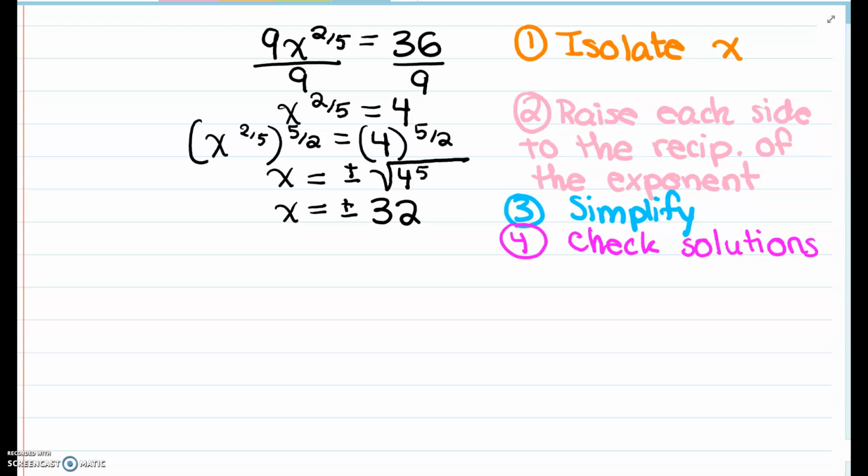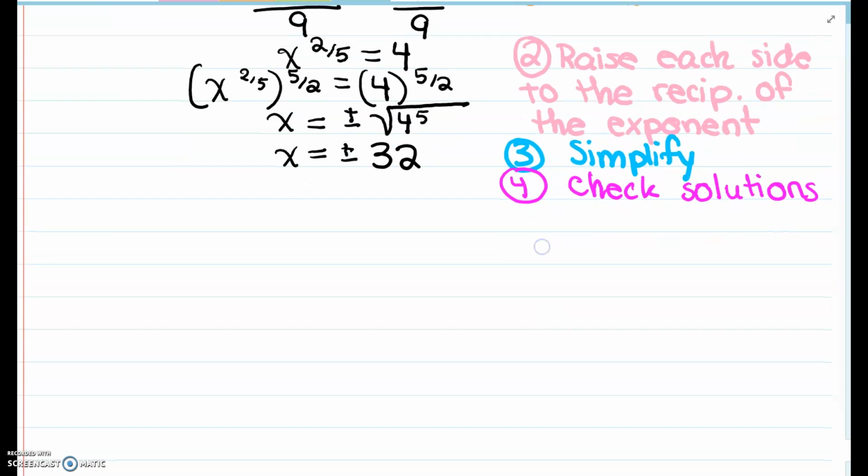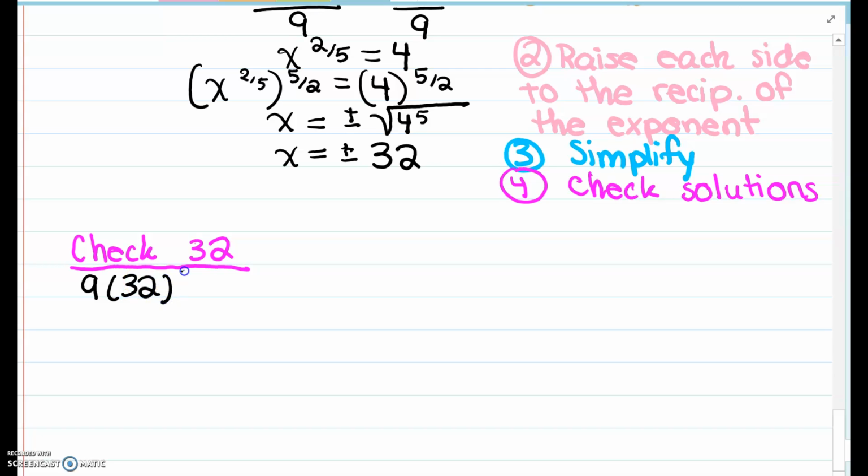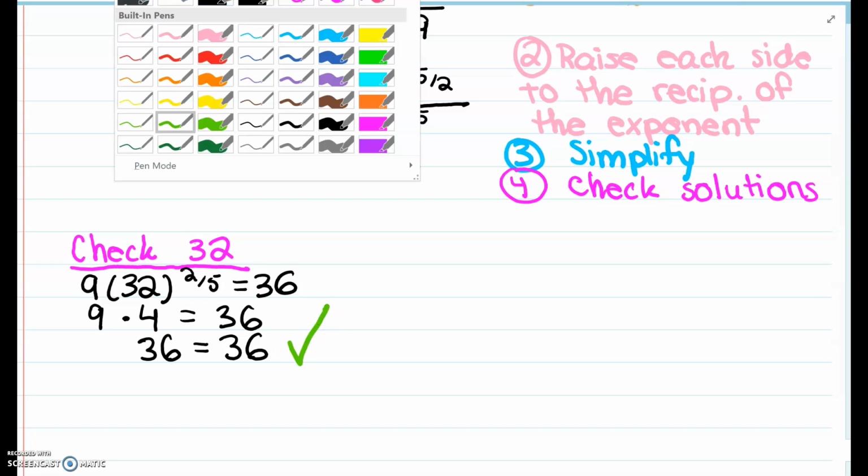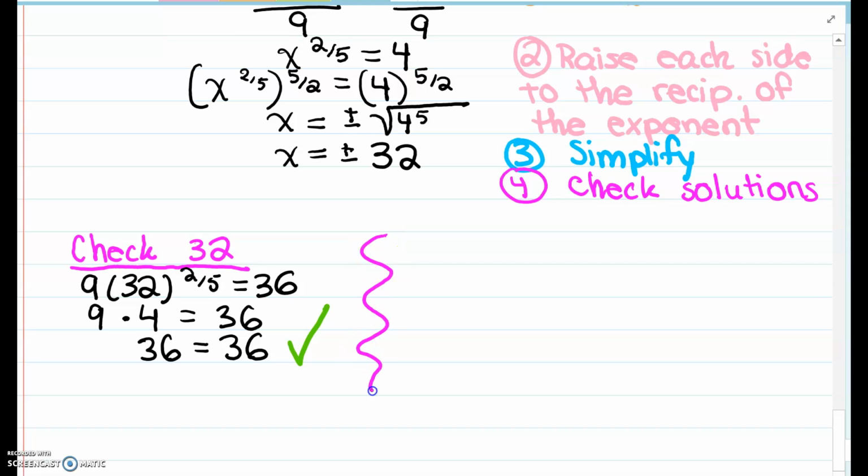So, we have plus or minus 32, which means you have to check both positive 32 and negative 32. So let's check positive 32 first. We get 9 times 32 to the 2/5 power equals 36. We end up with 9 times 4 equals 36. 36 equals 36. And this, in fact, is true. So positive 32 does satisfy the equation.